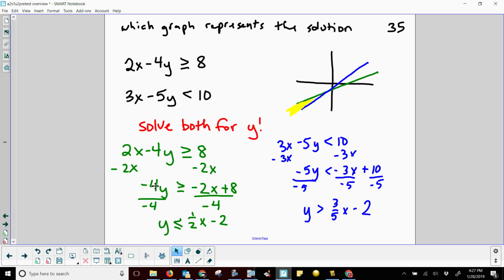Just make sure when you divide using a negative, it flips the sign. I actually did it on both of these. But y is less than this, so we're looking to shade under the green line, but y is greater than this, so over the blue line. And this little section right here is the only part that was under green and over blue.